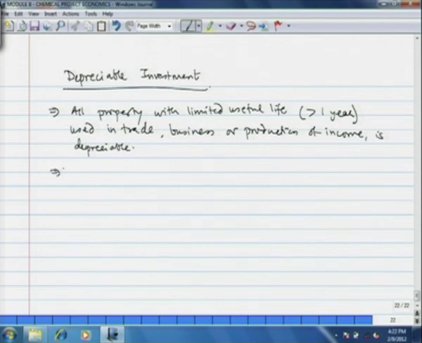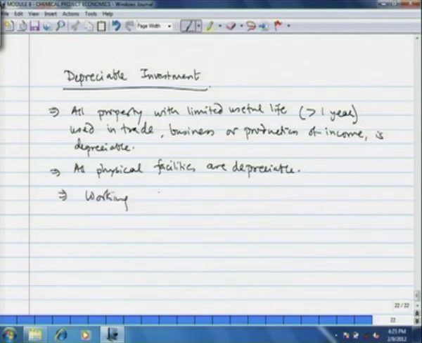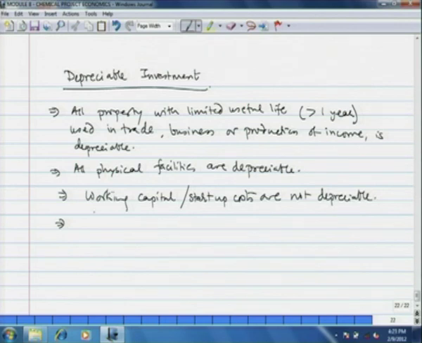All physical facilities plus the costs such as design and engineering, shipping and field erection are depreciable. What is not depreciable? Working capital is not depreciable, startup cost is not depreciable. Moreover, the inventories that are held for sale are not depreciable. I talked of accounts receivable, or the product in stock. So, product in stock or inventories held for sale are not considered in depreciation.